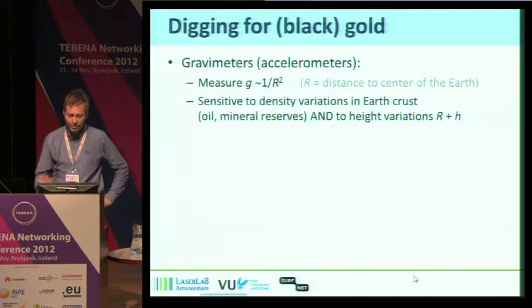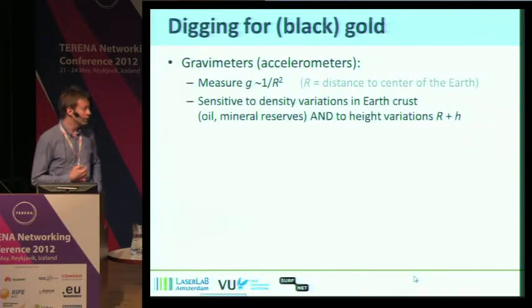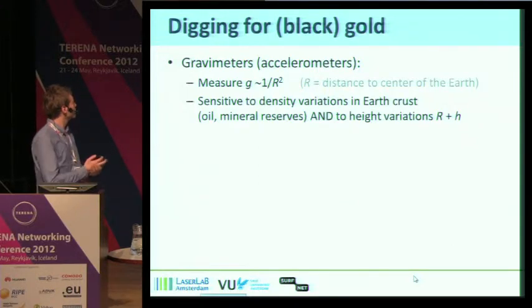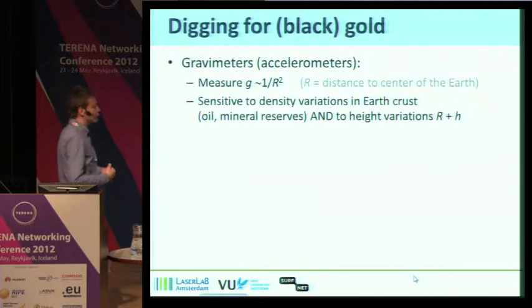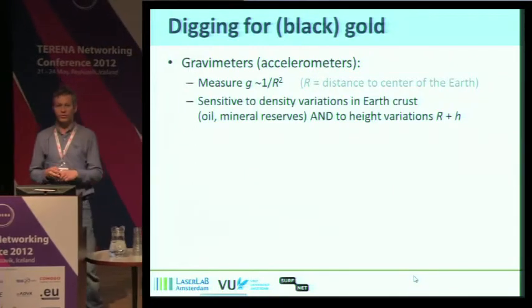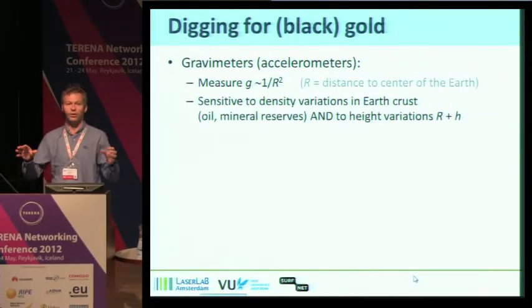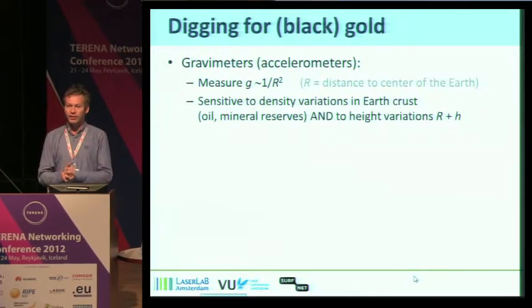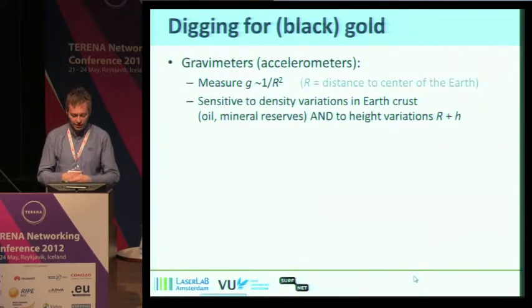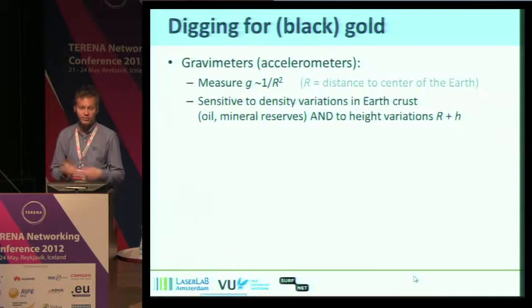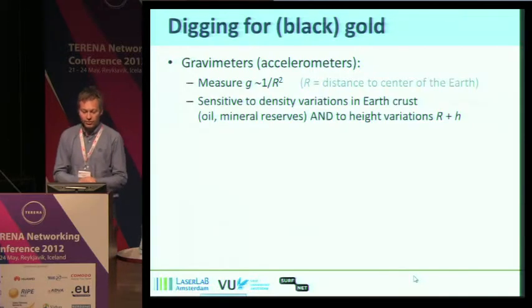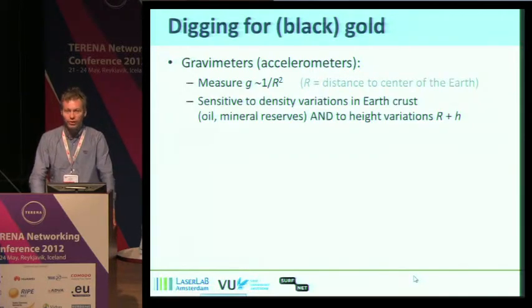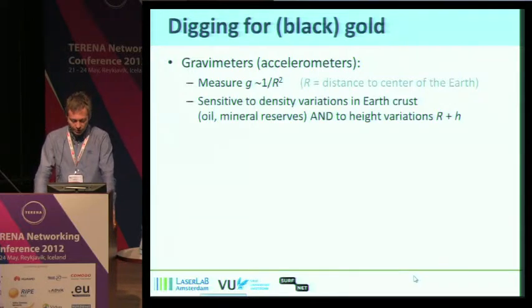And that might be interesting for searches for gold or mineral reserves. Often people use gravimeters to search for cavities or places in the Earth crust where there's a density variation because there's oil or gas in there. And these gravimeters basically measure little g, the gravitational acceleration, which scales with 1 over r squared, with r being the distance to the center of the Earth.